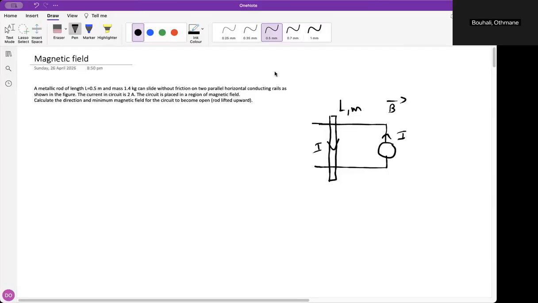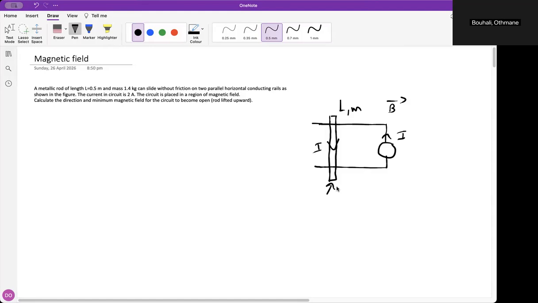So in this video, we will cover the effect of the magnetic field on several conducting cables carrying current. So let's start with this one. A metallic rod of length L and mass M is given, and can slide without friction on two parallel horizontal conducting rails as shown in the figure.